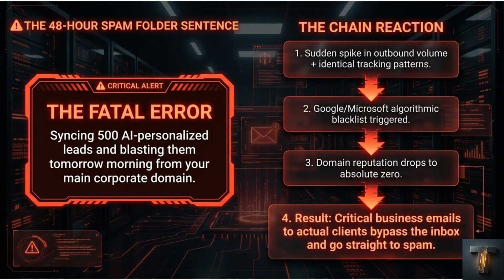Google's spam filters look for sudden spikes in outbound volume and identical sending patterns. If your main domain suddenly goes from sending 20 emails a day to 500 automated, AI-heavy tracking emails, your domain reputation will drop to zero. Your regular business emails to actual clients will start going straight to spam.